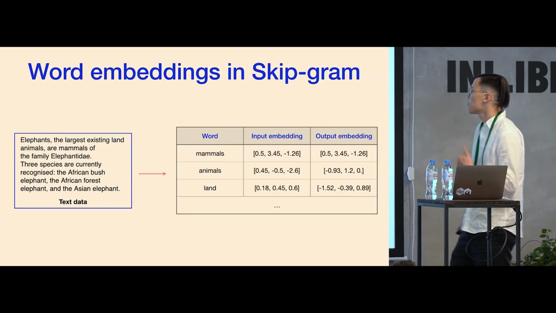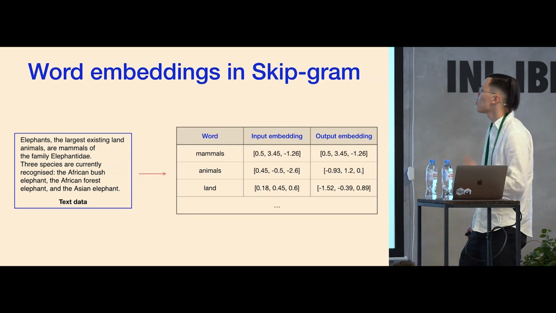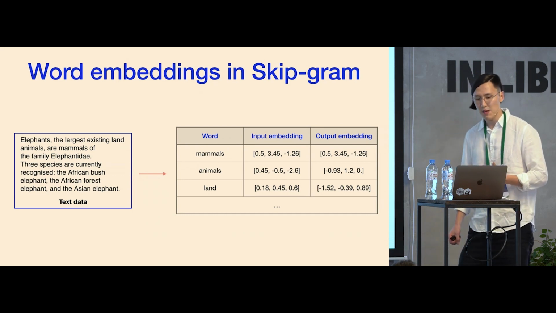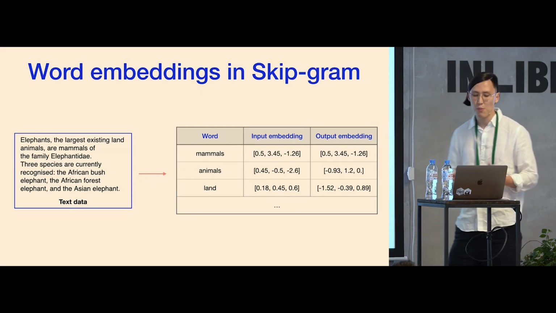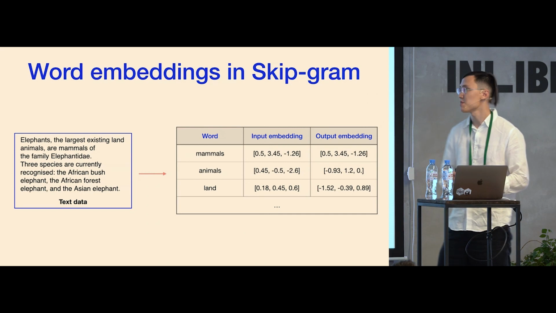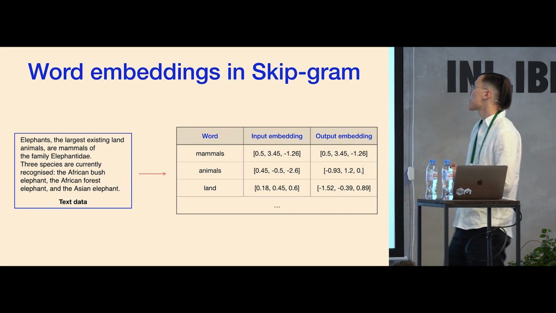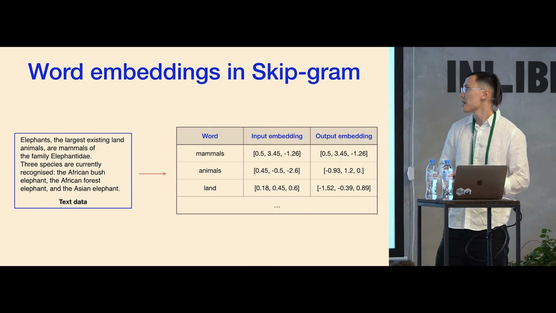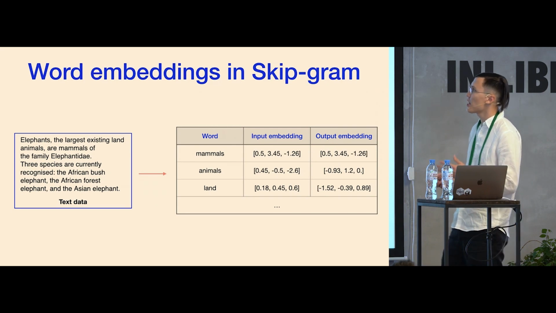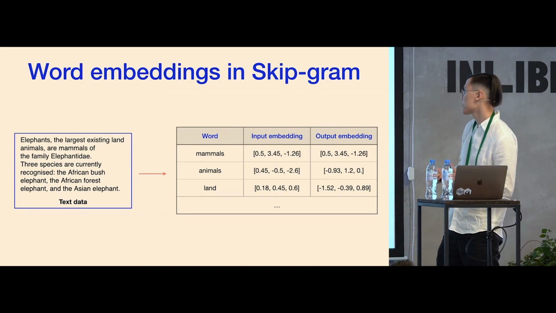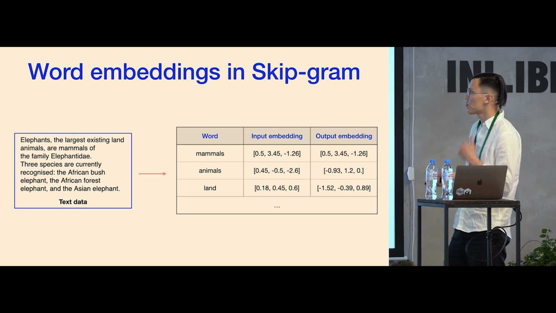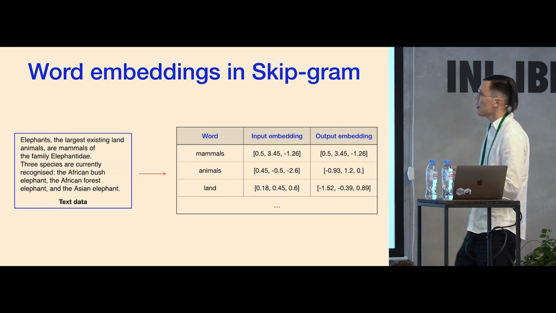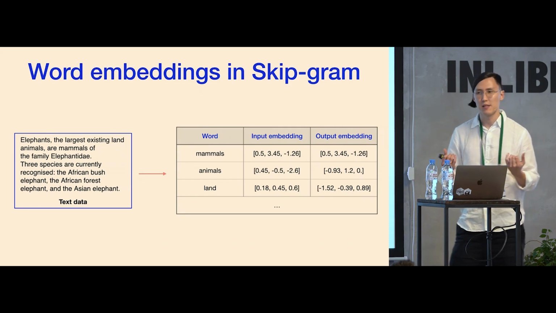And there is a very popular model called skipgram that made a small, or not so small, revolution in natural language processing some time ago, and that does exactly this. Let's see how exactly it extracts word embeddings. For every word in our corpus, we learn two embeddings.